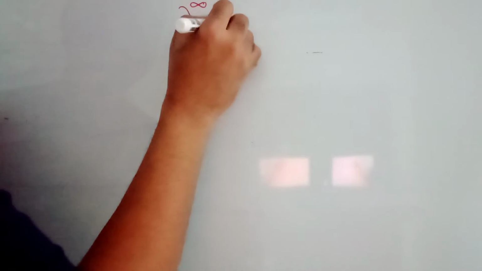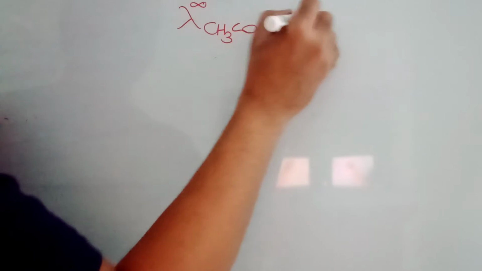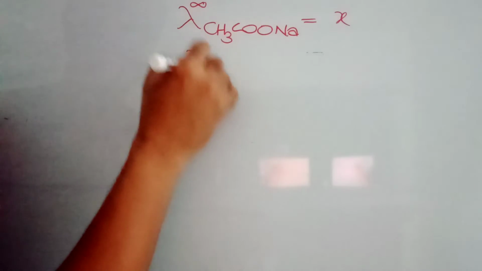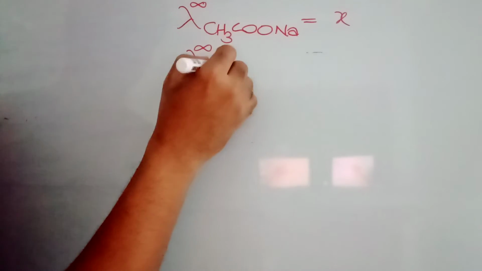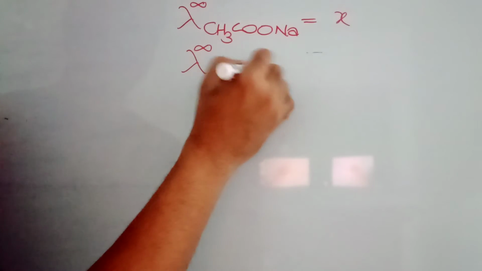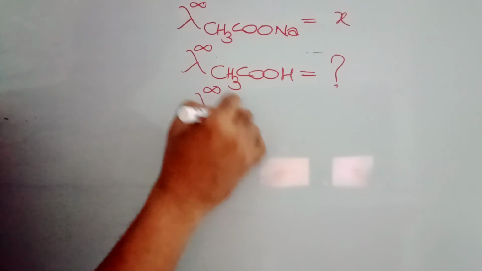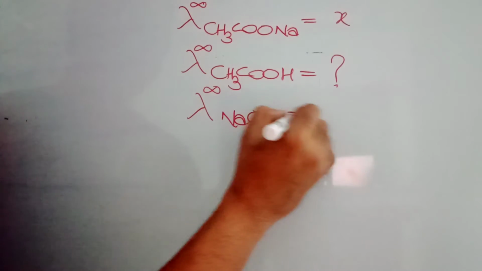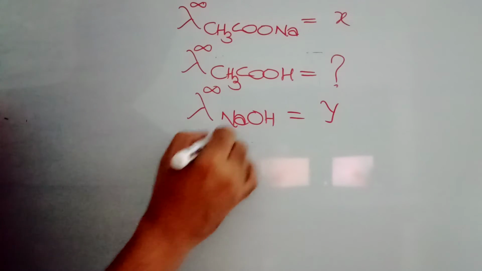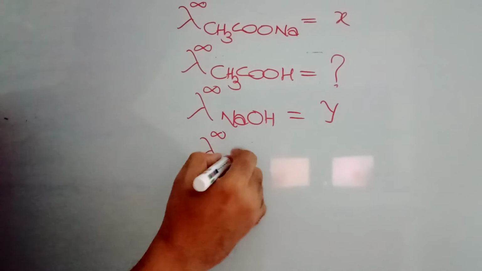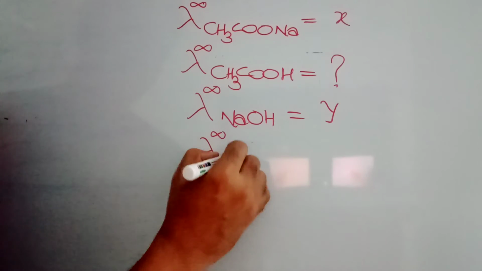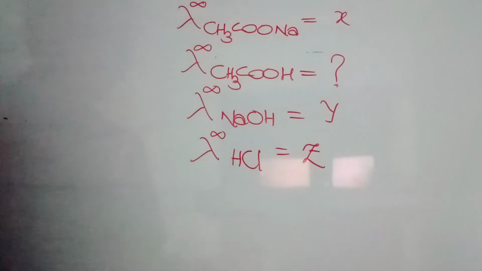Lambda infinity of CH3COONa is X. Lambda infinity of CH3COOH is to be calculated, and two more values are given. Lambda infinity of NaCl is Y. Lambda infinity of HCl is equal to Z. The units will be the same, Siemens centimeter square per mole. I am not mentioning the units, but Siemens centimeter square per mole is the unit.